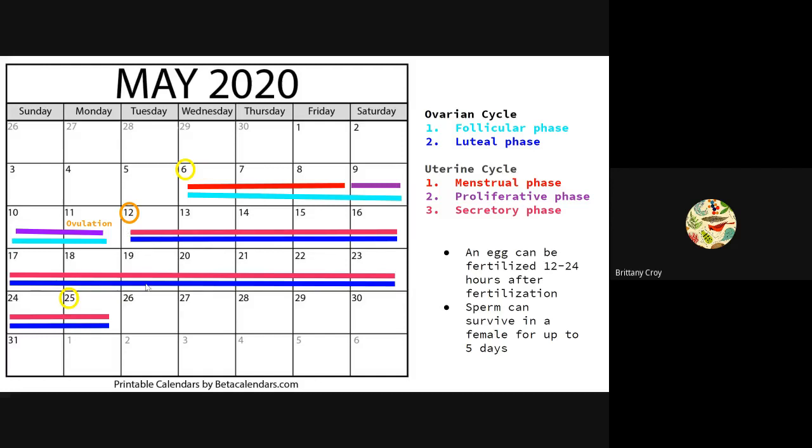And then let's say that you're off by 1 day. Like, let's say that her period actually started on the 5th instead, or it started on the 7th. That changes her fertility window. That's why it can be so hard to predict and avoid pregnancy, depending on what you're trying to do.